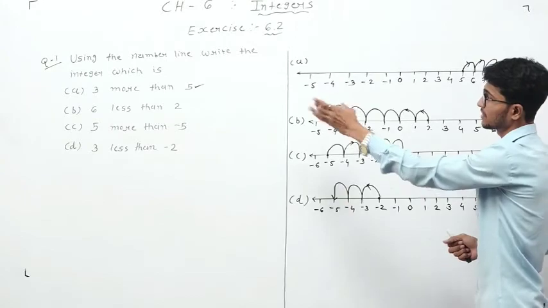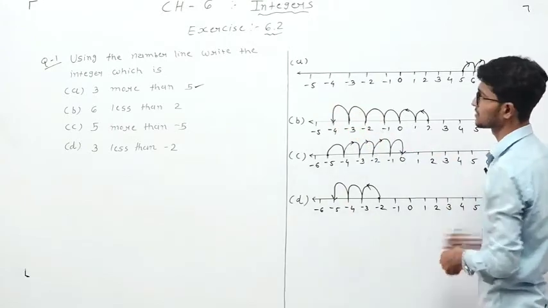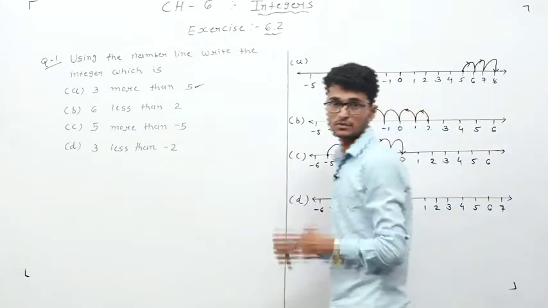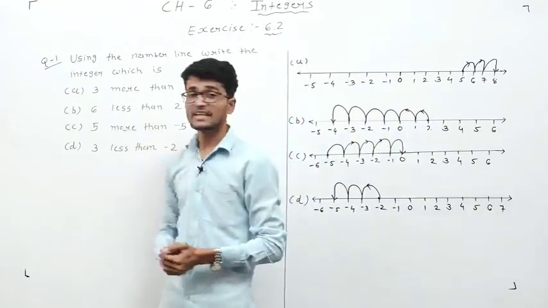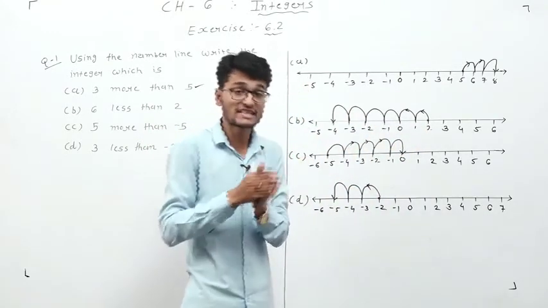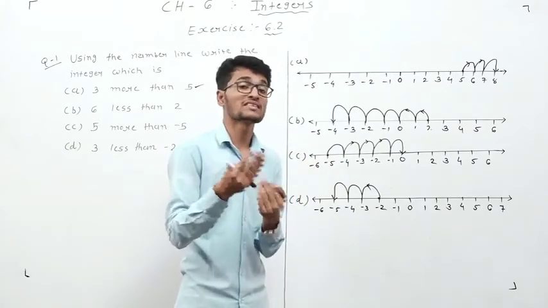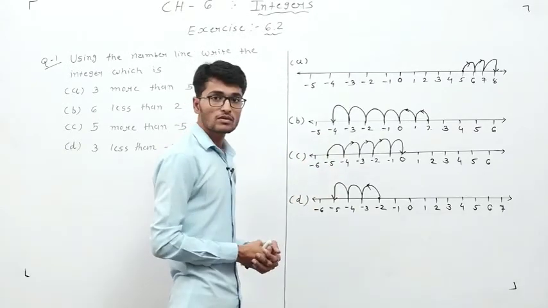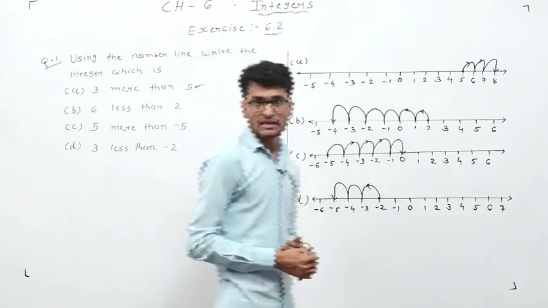Clear? So this was using the number line to write the integer. First question, 3 more than 5, means 3 plus 5, which is 8. Same for the second: 6 less than 2 means minus 4. Why? Because 6 less than 2 means 2 minus 6, and the answer is minus 4. So that is using the number line. Clear?